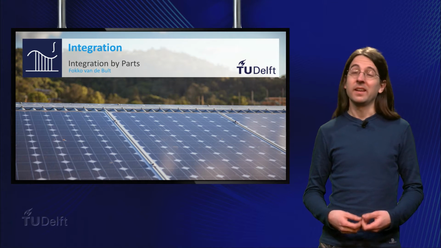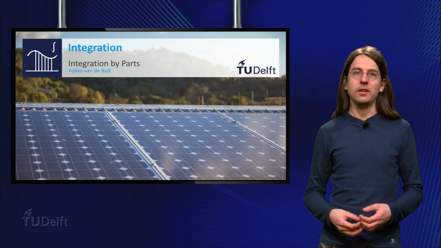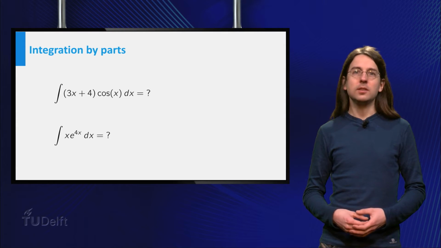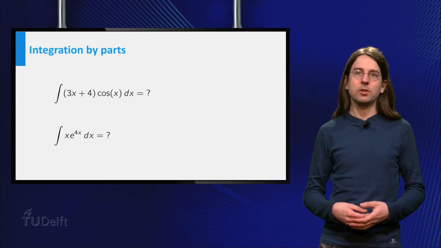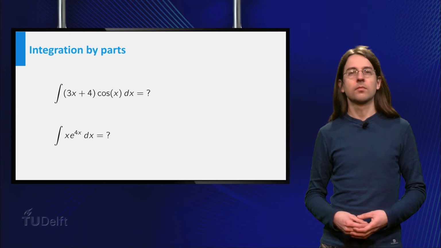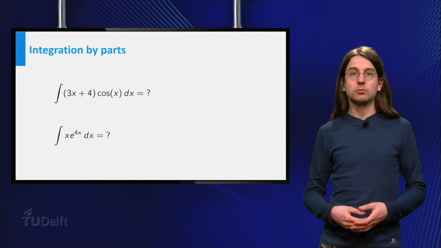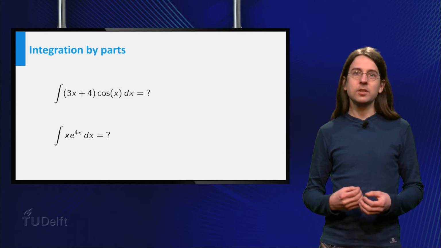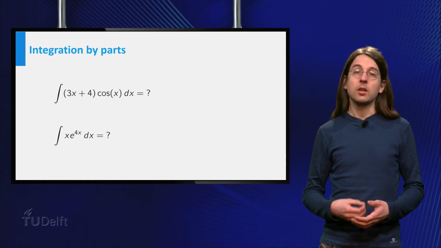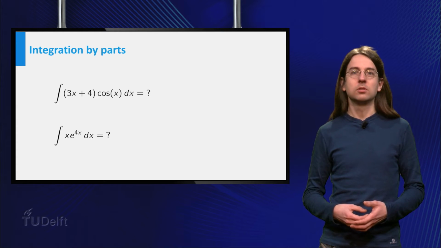Welcome. In this video, you will learn about another major technique for calculating integrals: integration by parts. This will allow you to deal with integrals of the product of two functions, such as the integrals of (3x + 4) times cosine of x and x times e to the power 4x. Unlike the product rule for differentiation, this method will not directly tell you the primitive function of a product of two functions. It will only rewrite it to another integral. Hopefully, the new integral is simpler though.